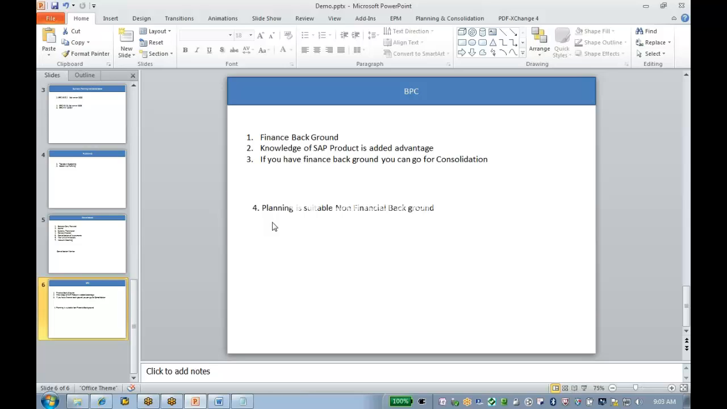So basically BPC is a very small product. One consultant is enough for BPC planning, one consultant is enough for BPC consolidation. But the estimation depends on the partner. IBM will give one estimation, Accenture will give another. Suppose as a single consultant I can complete a BPC project in 6 months. If I want to speed up that implementation to 4 months or 3 months, I will increase the consultant count: 2 associate consultants and 1 consultant. So 3 will be there.